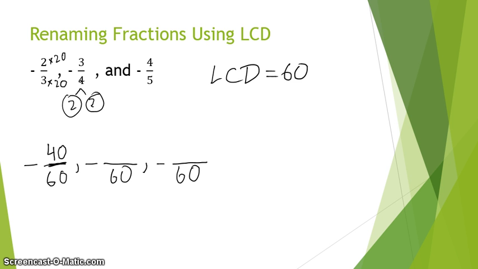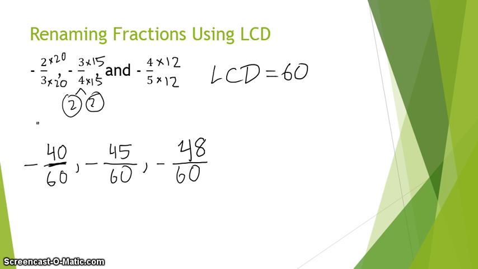Then 4 times what is 60? 4 times 15 is 60. So I need to multiply 3 by 15 also. 3 times 15 is 45, and that becomes my new top. And then 5 times what will give me 60? So 5 times 12 gave me 60. So I need to do 4 times 12, which will give me 48, and that's my new top.